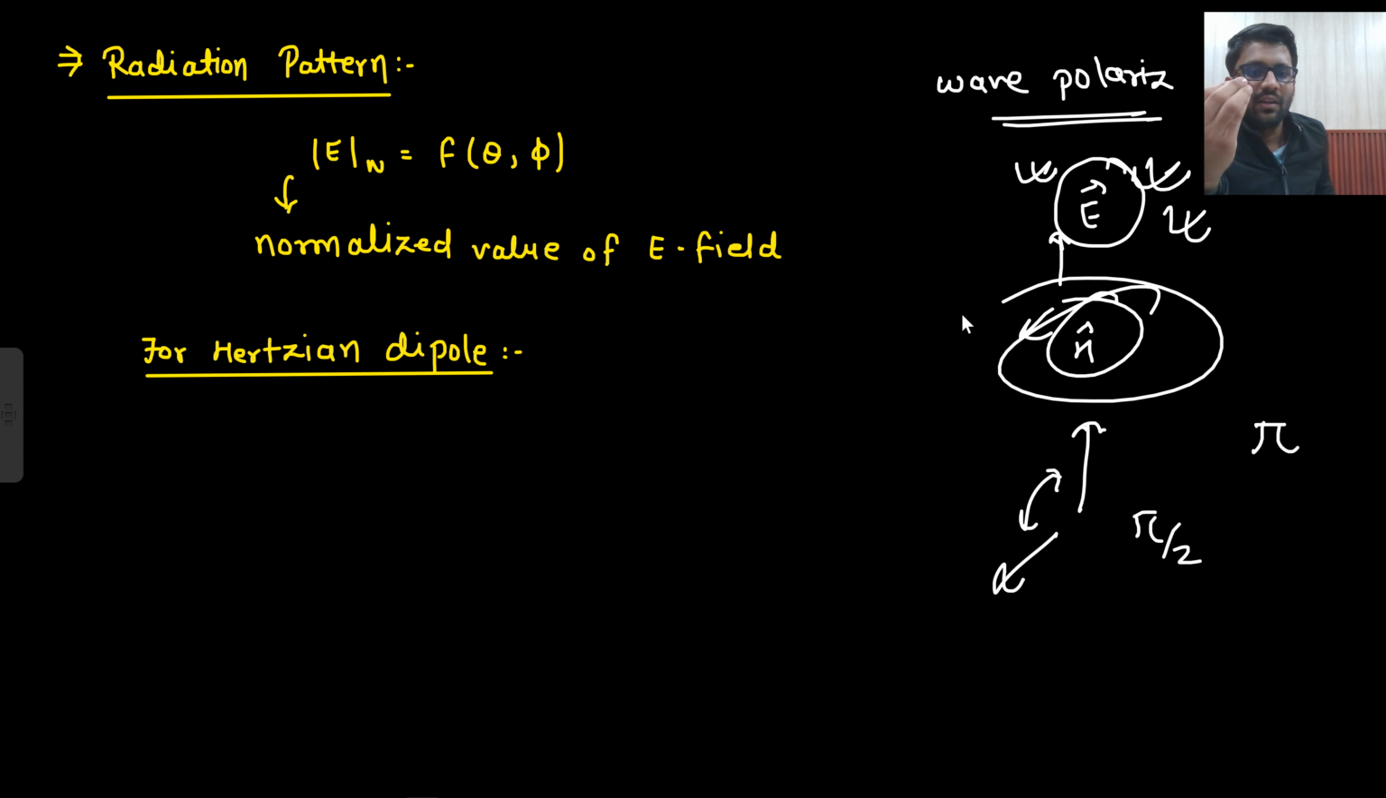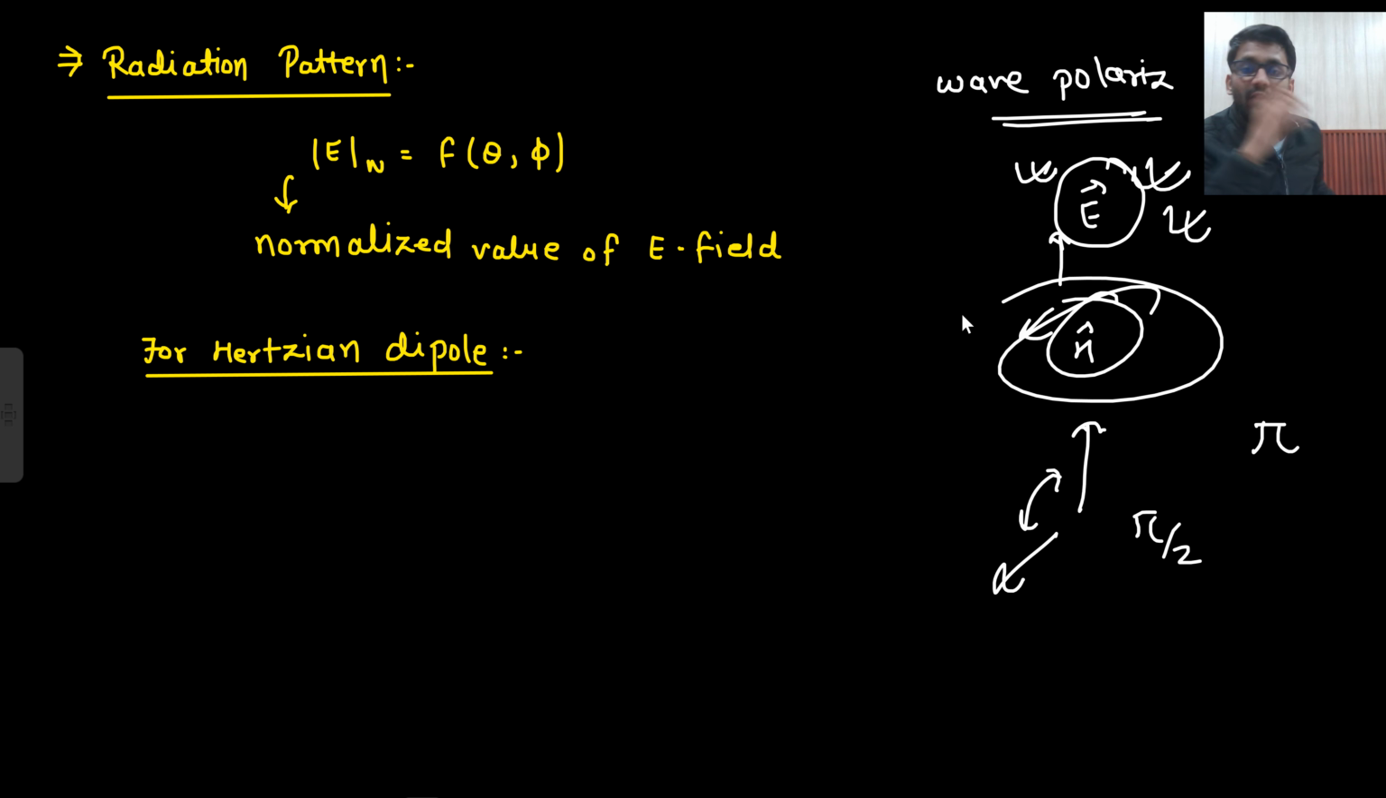You only talk about E. In wave polarization, is there any specific reason that I only talk about E? No. But this is how it is defined. So radiation pattern is also defined with respect to E only, same as wave polarization. So what we need to study? We need to study about electric field.